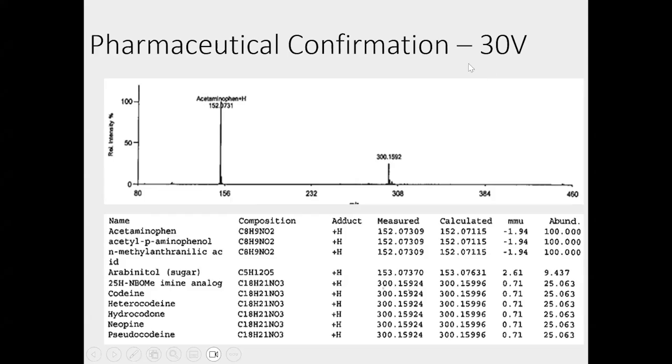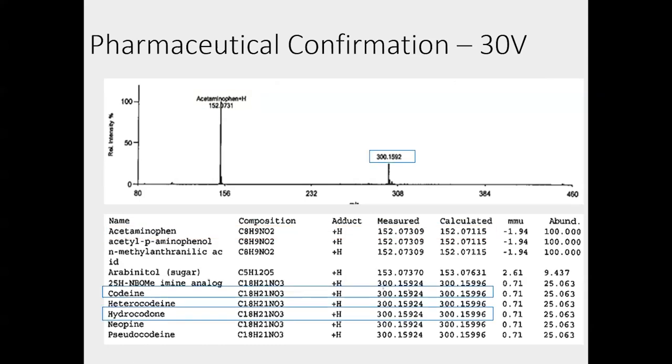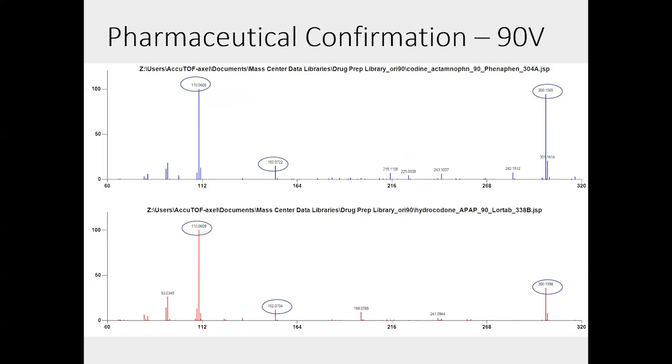Just as an example, we have a 30 volt where we're seeing a 152 and a 300. When we search this against our 30 volt search list, we can see the 152 is consistent with acetaminophen, but then the 300 could be consistent with either codeine or hydrocodone. So we move forward to either the 60 or the 90 volt data. Obviously there are going to be a lot of fragments in common. In this case, both hydrocodone and acetaminophen and a codeine and acetaminophen preparation are going to have the 300, the 152, and the 110.